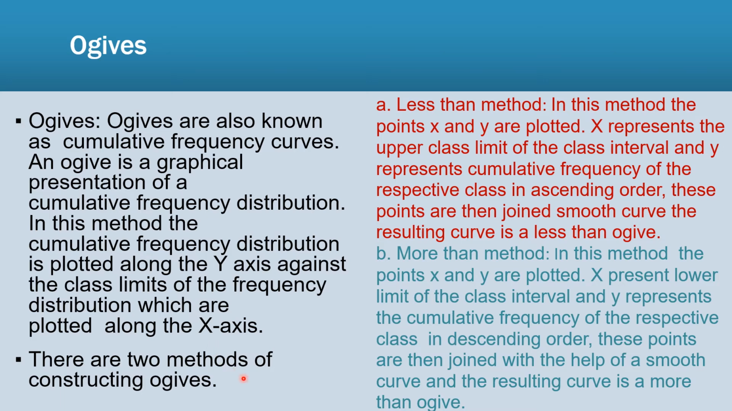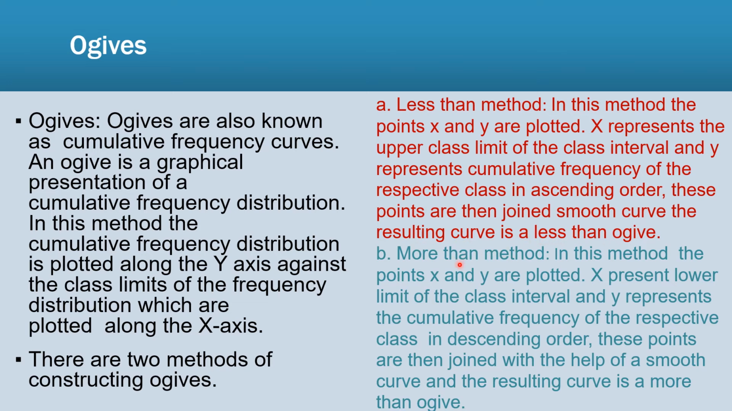There are two methods of constructing ogives. One is the less than method. In this method, the points x and y are plotted. X represents the upper class limit of the class interval and y represents the cumulative frequency of the respective class in ascending order. These points are then joined with a smooth curve. The resulting curve is a less than ogive.